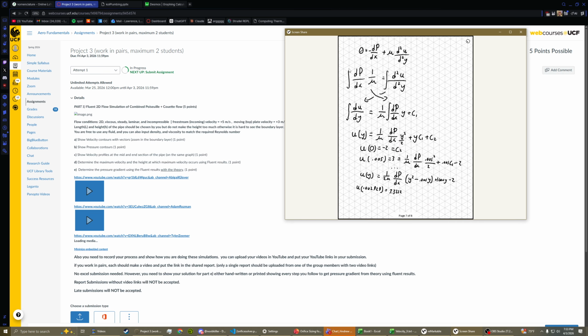So the next step is we're going to integrate that twice. It's pretty simple, and that just leaves us with this here. Unfortunately, it leaves us with two constants. And those are where those points that we described earlier come in.